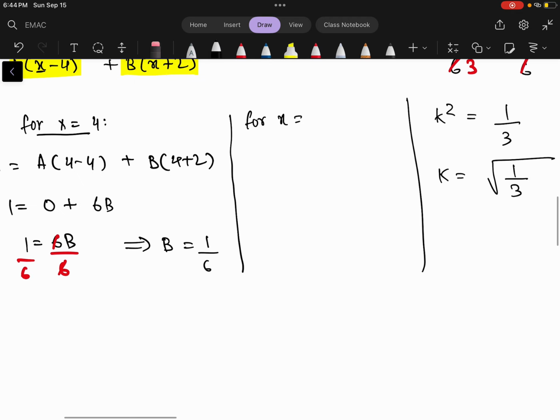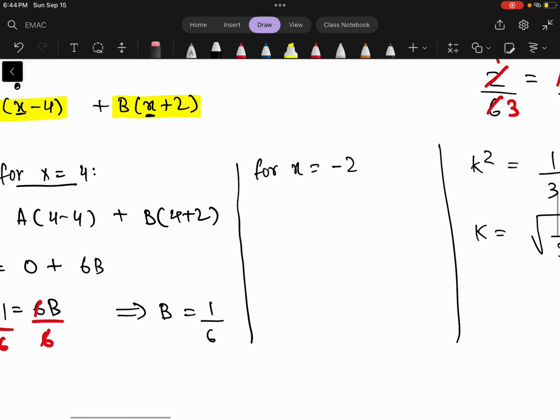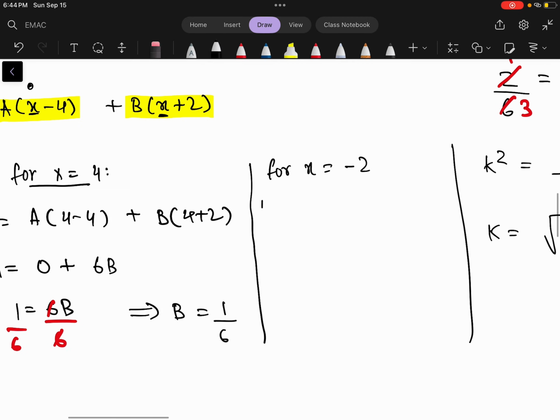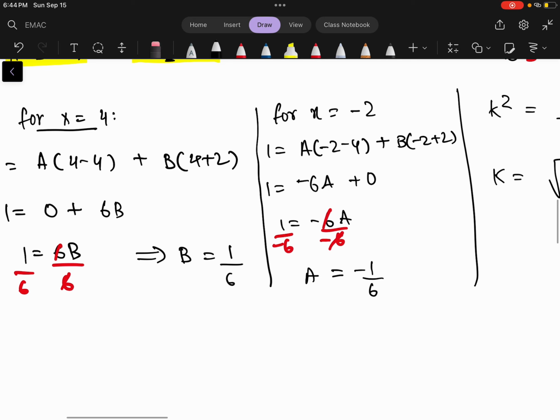Now we're going to do the same thing for the second term. We're going to have to set x to -2 to make this term 0. So 1 is equal to a into -2 minus 4 plus b into -2 plus 2, which is 0. So 1 equals -6a plus 0. So 1 is equal to -6a, which we're going to divide both sides by -6. So the -6's cancel out, and we're left with a is equal to negative 1 over 6. So we have the values of a and b.